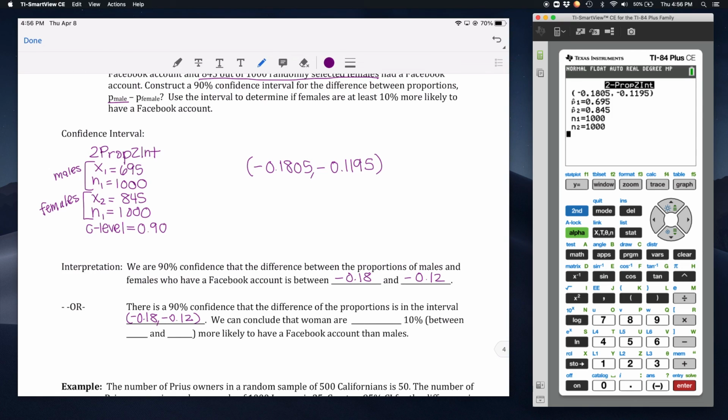So we can conclude that women are at least, right? Because we're more than 10%. It's negative because the women have the greater value. At least 10% more likely to have Facebook accounts than males, right? It's really between a 12 and 18%. That difference is between 12 and 18%. Let's talk about proportions here.